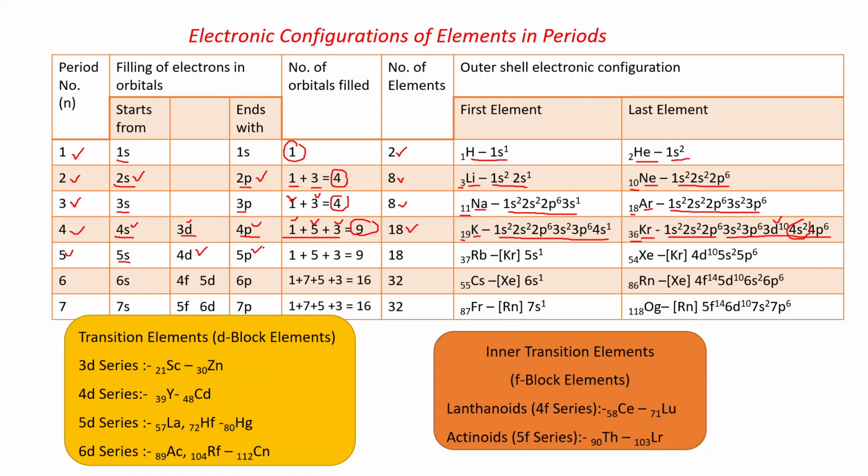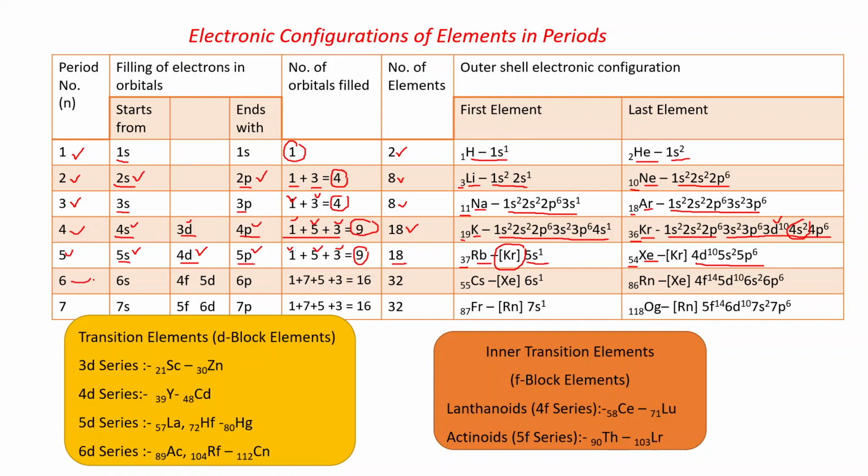Now, how many orbitals are there? In 5s there is one orbital. In 4d there are 5 orbitals. In 5p 3 orbitals. Total number of orbitals is 9. Hence the number of elements in the fifth period is 18. And these start with rubidium, atomic number 37, and the outermost shell electronic configuration is 5s1, and the closed shell is represented by krypton. In the same way, the last element of the fifth period is xenon, atomic number 54, and if we see the outer electronic configuration, this is 4d10, 5s2, 5p6.